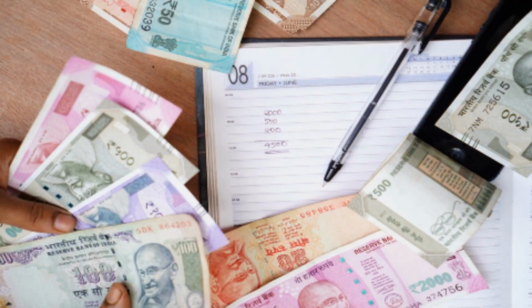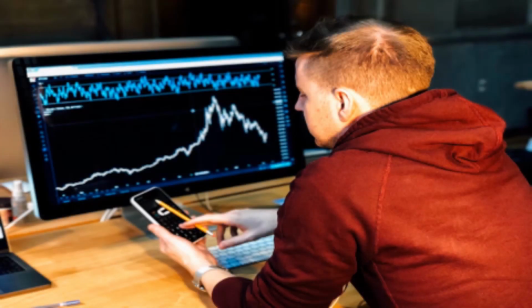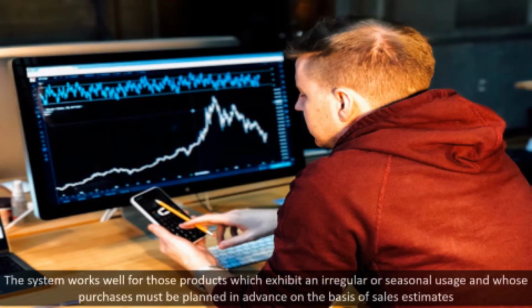The ordering cost is considerably reduced, though follow-up work for each delivery may be necessary. And the suppliers will also offer attractive discounts as sales are guaranteed, because suppliers know that at every fixed interval some order will be placed with them. The system works well for those products which exhibit irregular or seasonal usage and whose purchase must be planned in advance on the basis of sales estimates.